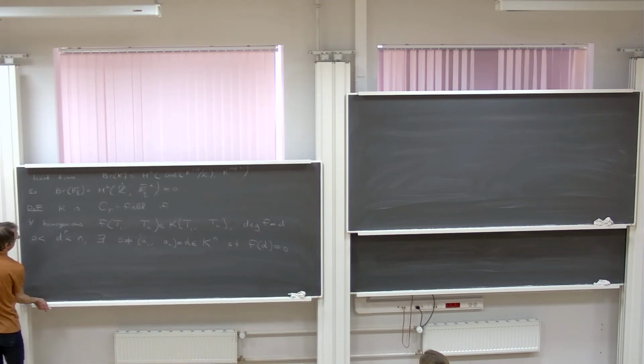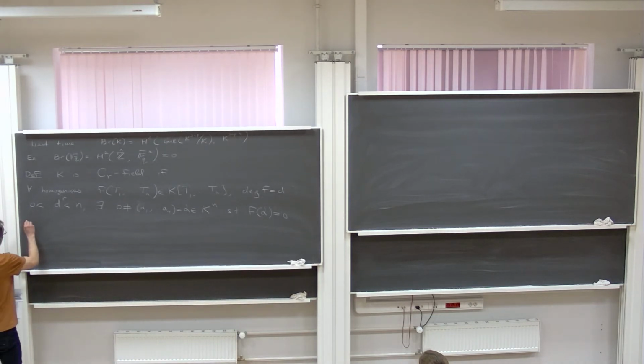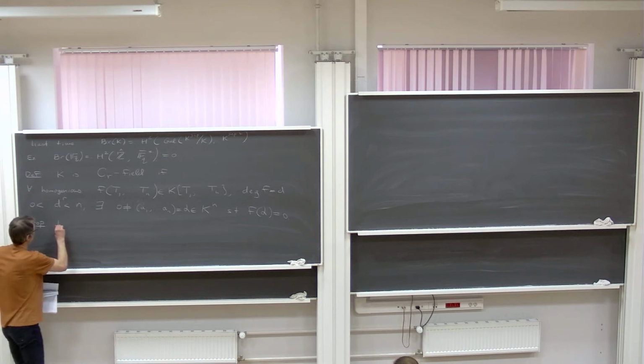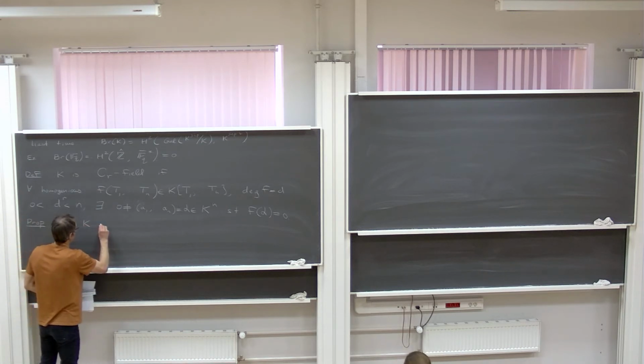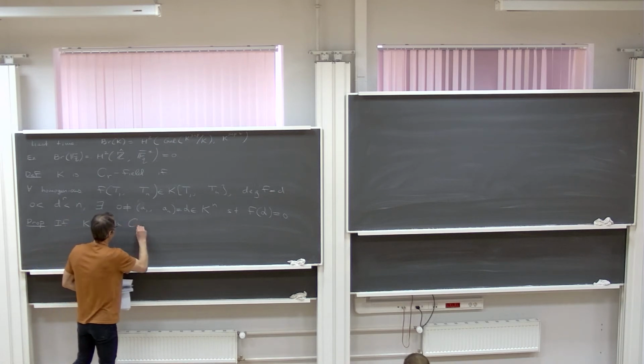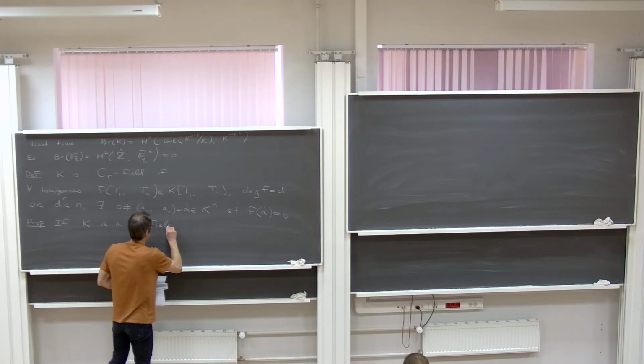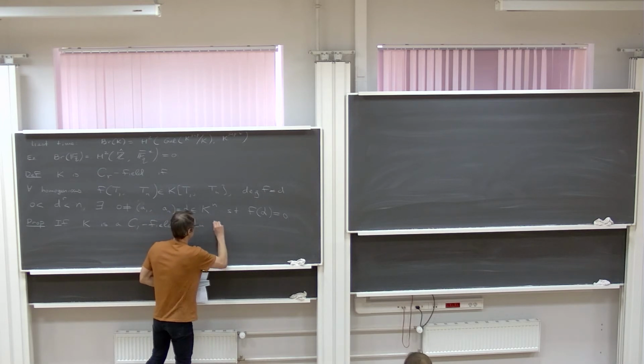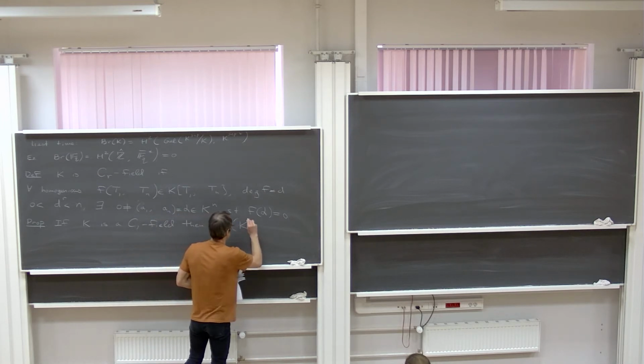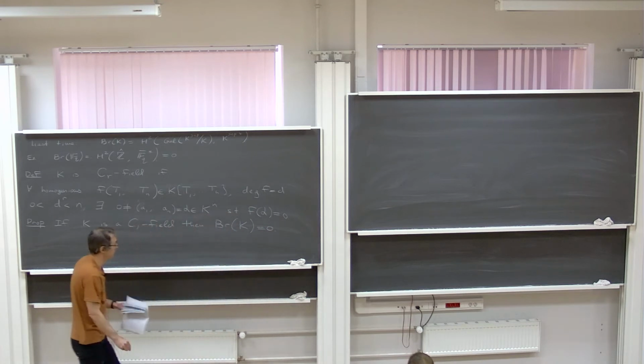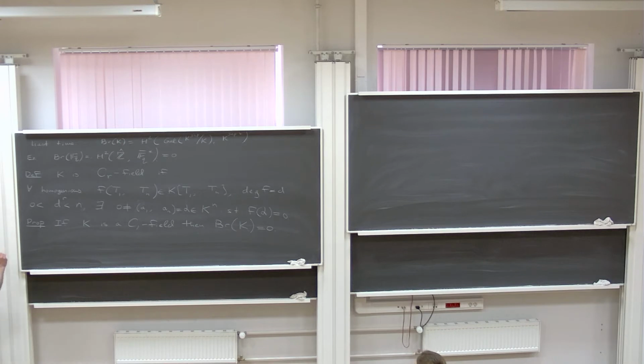So the reason why we are interested in this is the following proposition. If K is a C1 field, then its Brauer group is 0. And the proof is the following. It's an application of the reduced norm map.